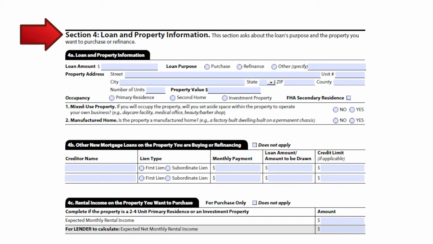Section 4, Loan and Property Information. This section asks about the loan's purpose and the property the borrower wants to purchase or refinance. The section will ask you for the full loan amount and will verify if this home will be for a purchase, refinance, or investment property.